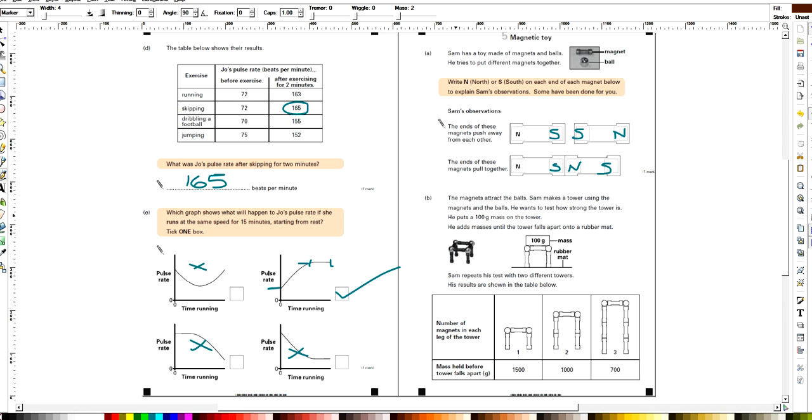Okay, off we go. The magnets attract the balls. Sam makes a tower using the magnets and the balls. He wants to test how strong the tower is. He puts 100 grams mass on the tower. He adds masses until the tower falls apart onto the rubber mat. Sam repeats his test with 2 different towers. His results are shown in the table below. So tower 1, tower 2, looks like 3 towers. So there are 3 towers there. Mass held before tower falls apart.